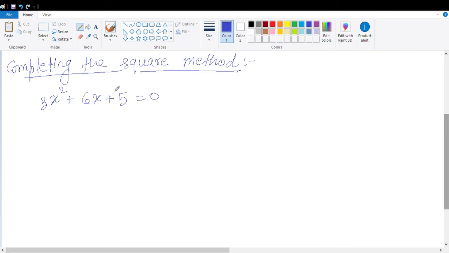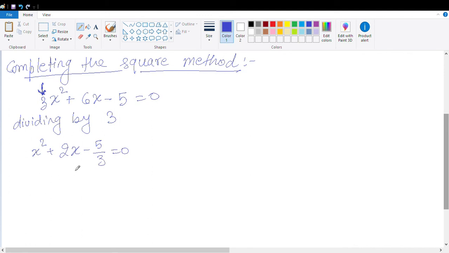Okay, now I'll make a little change. This is minus. Now, what we have to do by using the completing the square method: first of all, whatever is written with x square, if the coefficient is other than 1, you just divide the equation by that number. So here, dividing by 3, this will become x square plus 2x minus 5 over 3 equal 0.